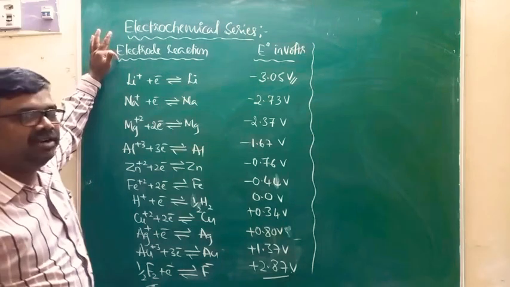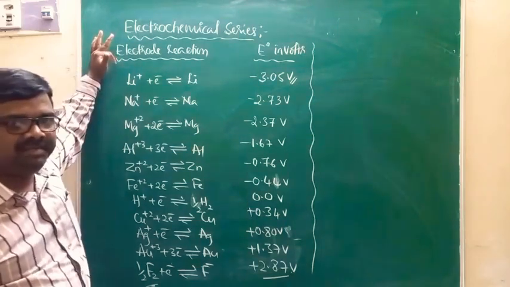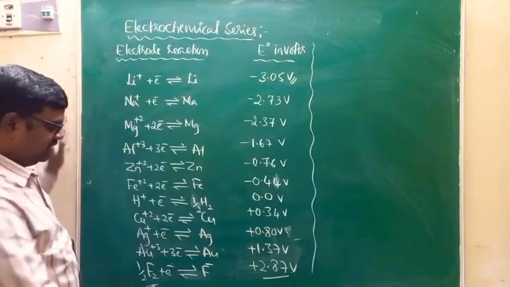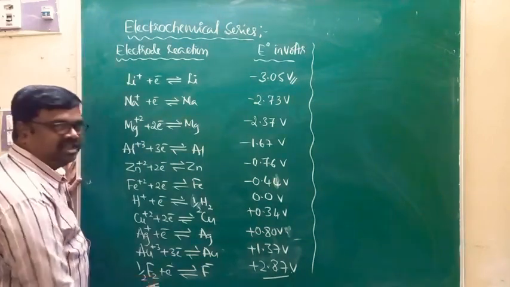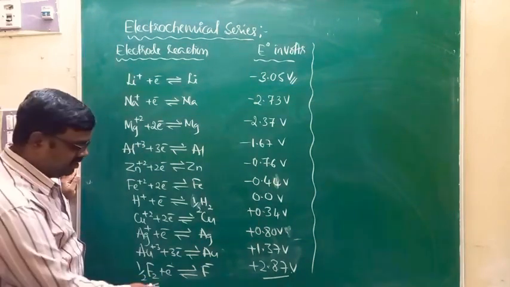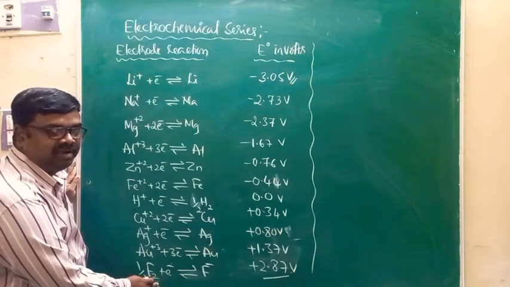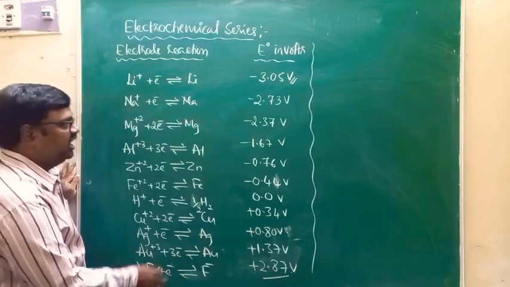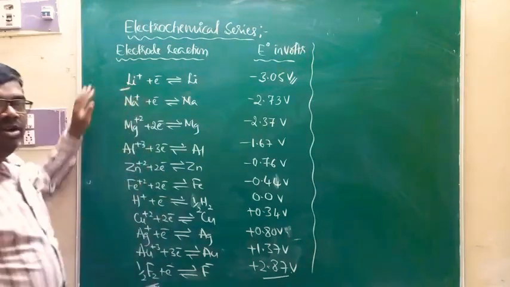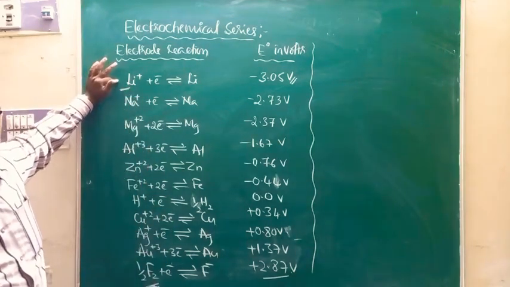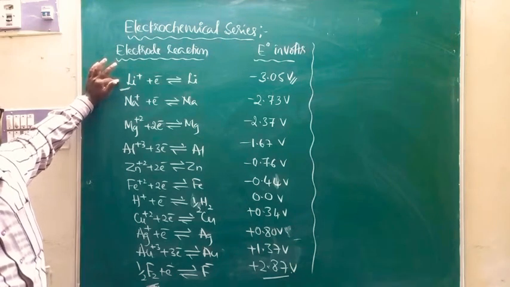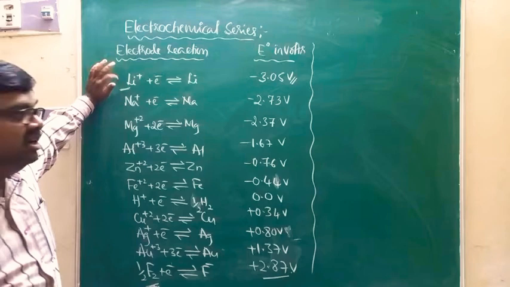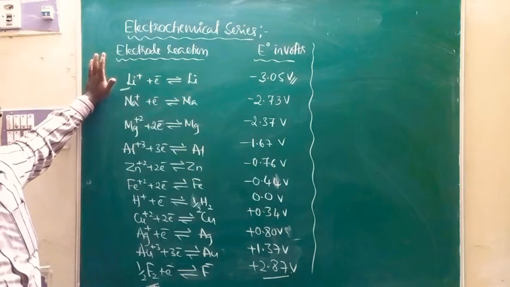If standard electrode potential increases, it means that the tendency to gain electrons increases. That means fluorine has the highest tendency to undergo reduction, that is, the highest tendency of accepting electrons. That's why its reduction potential is very, very high. Lithium has the lowest tendency of accepting electrons, and its standard reduction potential is the least among these electrode systems.